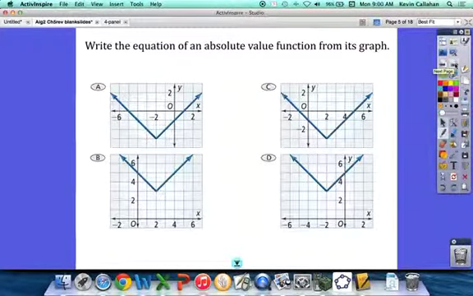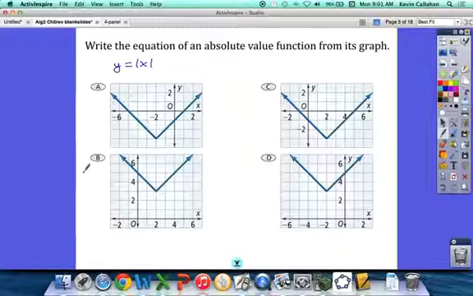Write the equation for an absolute value function from the graph. So remember, the absolute value function looks like y is the absolute value of x, and the shape of that is a V. How do I shift that V by adding numbers and subtracting numbers? How do I make it go 2 to the left?